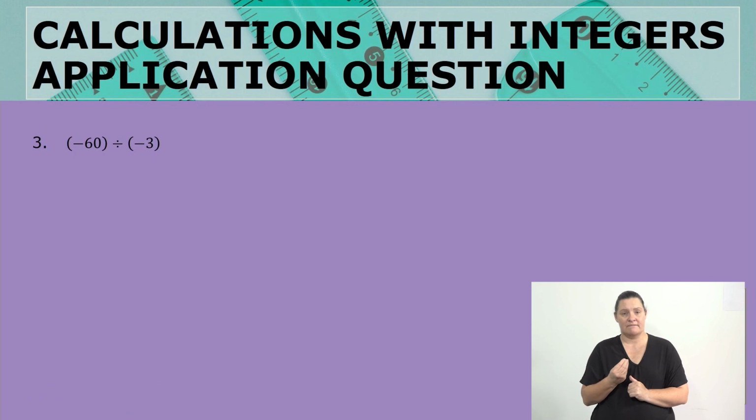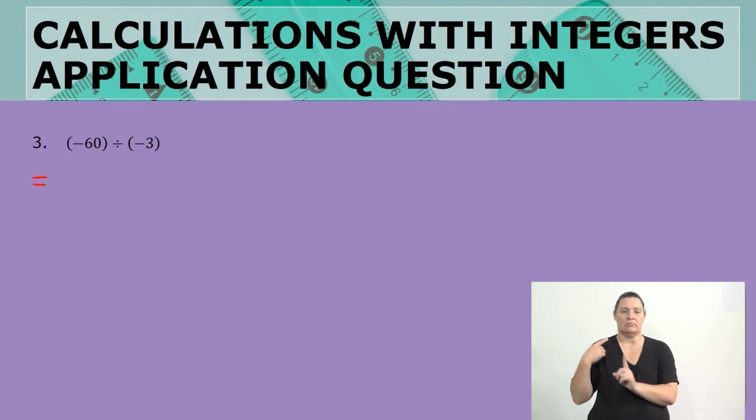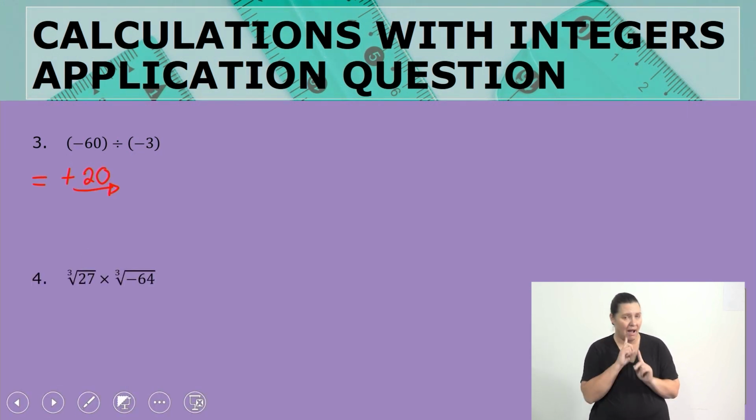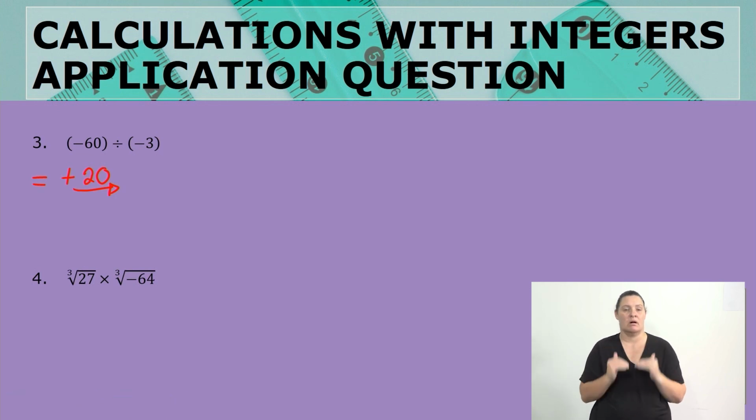We have there as number 3 a negative 60 divided by a negative 3. Do you know how to solve that? Let us first look at the numbers that we are dividing. We are dividing a negative number with a negative number. So what is a negative divided by a negative? Do you remember? Yes, it is a positive answer. And then we are just going to say 60 divided by 3. And our answer there is going to be a 20. I hope you are getting these answers as well. Let's move on to number 4.